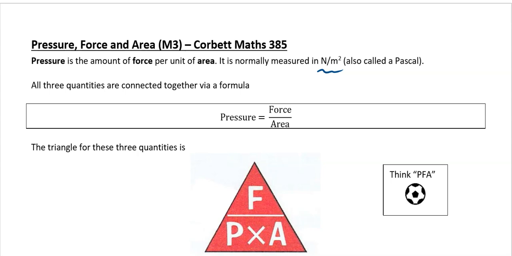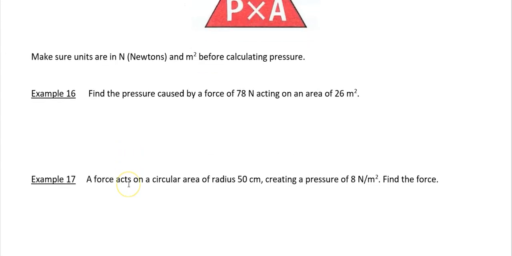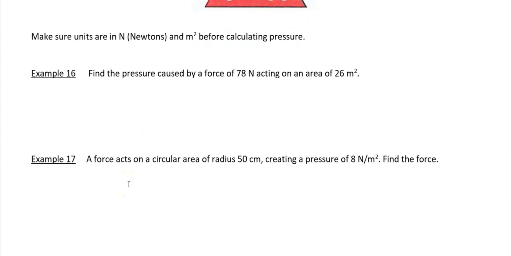So F on the top, and then P and A on the bottom. F stands for force, P stands for pressure, A stands for area, and the force is in newtons and the area is in meters squared. Okay, in this first example, it says find the pressure caused by a force of 78 newtons acting on an area of 26 meters squared. So let's do a wee triangle just so we can see it.